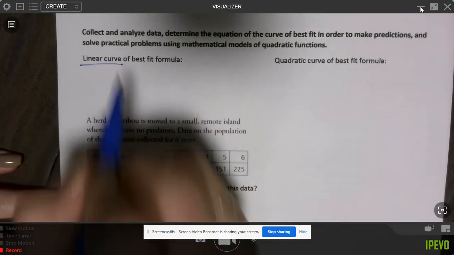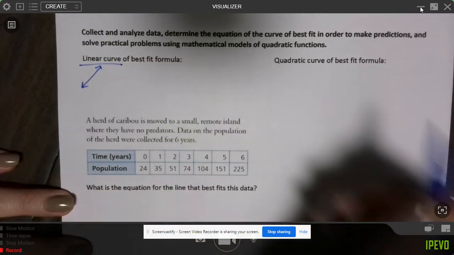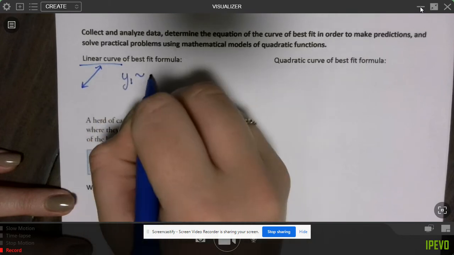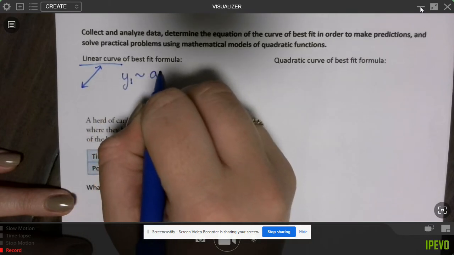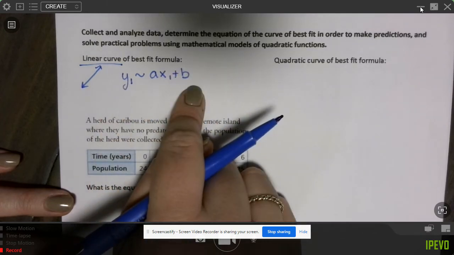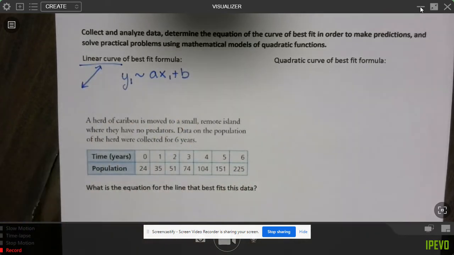A linear curve of best fit is looking for the line that best fits your data, and you need to remember that its y1 is approximately some ax plus b. Now this should look super familiar because it looks like mx plus b, which is the equation for a line.